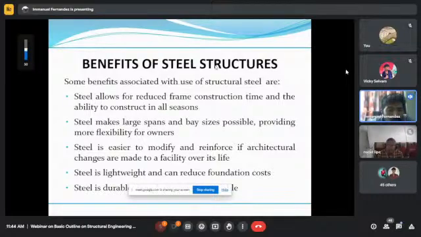So for that, the client wants to add a new equipment to reduce the pollution or to refine further the product. So in that case, we have to use the existing structure. So if it is RCC, then the remodification is different. But in case of a structural steel or a steel structure, we can easily modify the members to take the additional load of the extra equipments or the additional loads which are coming. Steel is lightweight and can reduce foundation cost. And then steels are durable.